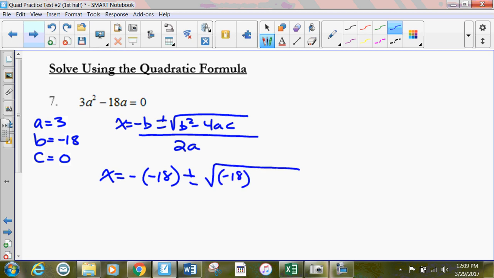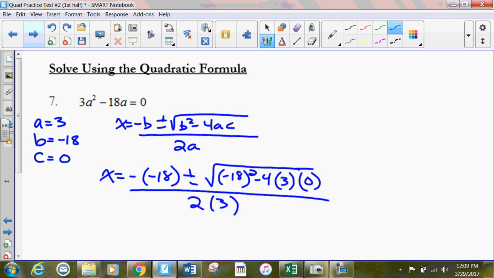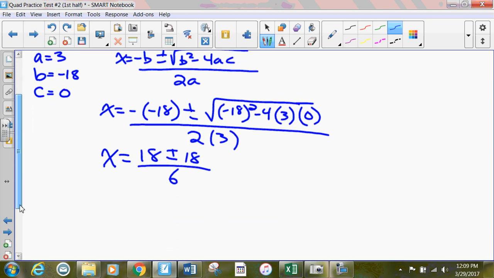And it's a big mess, but at least it will give us the answer, right? If I continue on this route, 2 times 3. If I continue on this route, what will I get? I'll get x equals, now negative 18 is going to give me positive 18. And this is going to give me plus or minus 18 all over 6, right? Put that in my calculator.